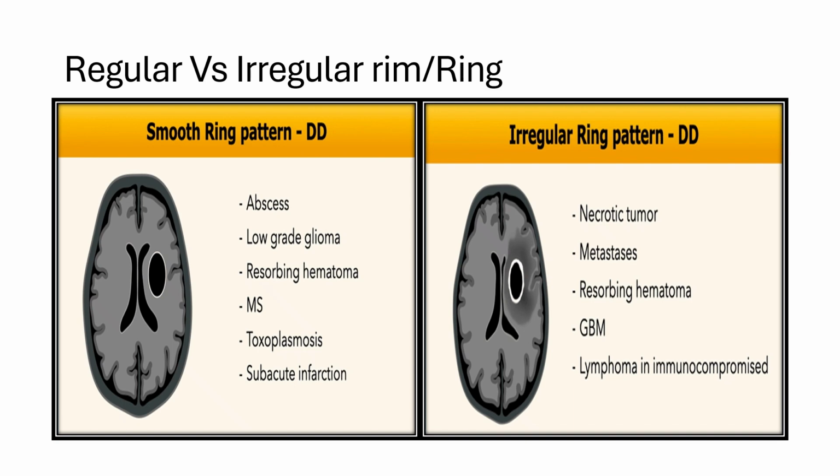Let's know some differential diagnoses of regular and irregular rim enhancing lesions. A smooth or regular rim enhancement pattern is seen in abscess, low grade glioma, multiple sclerosis, toxoplasmosis and subacute infarction, whereas an irregular ring is seen in necrotic tumor, metastasis, GBM and lymphoma in immunocompromised patients, whereas a resolving hematoma can show both smooth or irregular ring enhancement patterns. So these are the differentials of regular and irregular rim enhancing lesions.